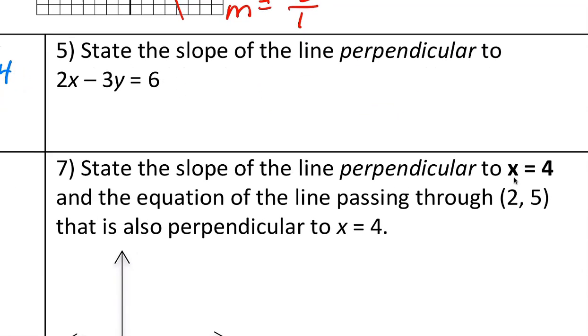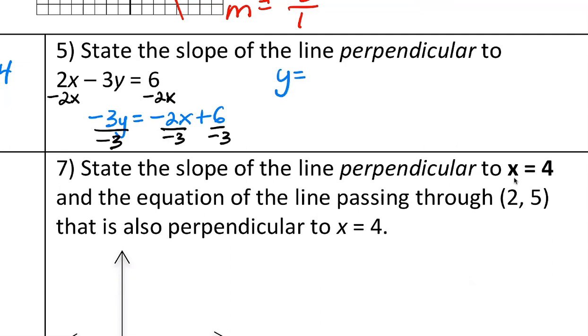State the slope of the line perpendicular to 2x minus 3y equals 6. We should probably write that in slope-intercept form. If we subtract 2x from both sides, we get negative 3y equals negative 2x plus 6. If we divide by negative 3, we get y equals positive 2/3 x minus 2. The slope of this line, we'll call it slope number 1, is 2/3.